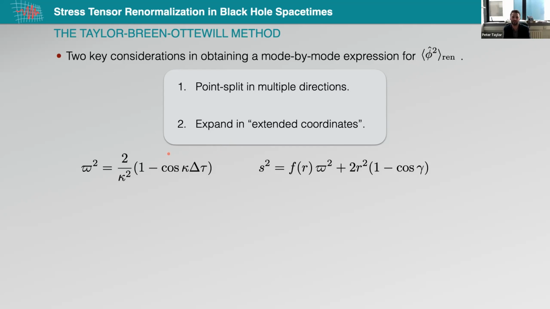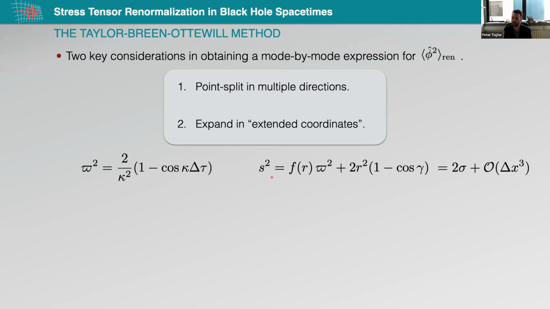So we point split in all directions except for the radial direction. We take the partial coincidence limit where we take the radial points together. That's some simplification, but we keep all of the other directions apart. And then we expand in these parameters w squared and s squared. To leading order, w squared is just the separation in Euclidean time, delta tau, and to leading order, s squared is just 2 sigma, in other words, the square of the geodesic distance when r is equal to r primed.